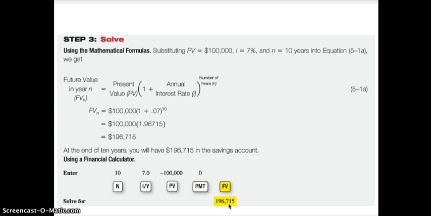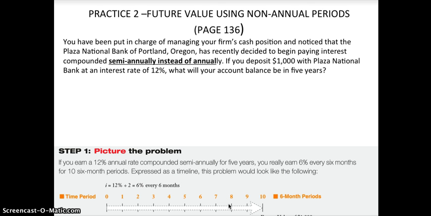Now, if you don't put a minus sign next to the present value of $100,000, you're going to get a negative future value of 196,715, and you might select choice B, and that would be the wrong choice. So make sure when you're typing in present value numbers, you remember to put a minus sign next to the dollar amount itself. All right, the second question here is dealing with non-annual periods.